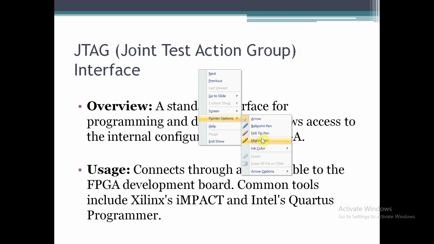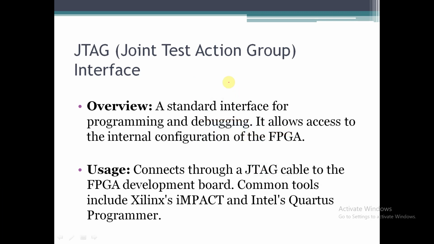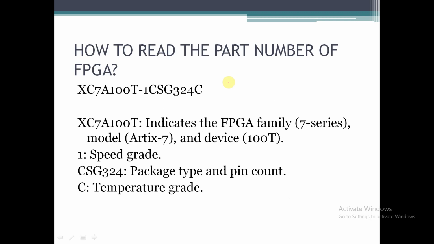So the agenda of today's session is we will discuss a brief overview of the JTAG interface. JTAG stands for Joint Test Action Group. It is an interface for connecting our FPGA to our system for programming the bit stream or to configure the FPGA. And we will see what the part number of an FPGA actually says. We should have a basic idea about the part number.